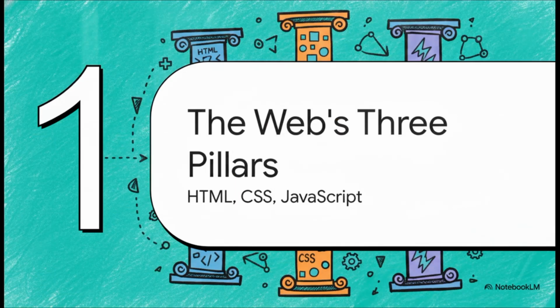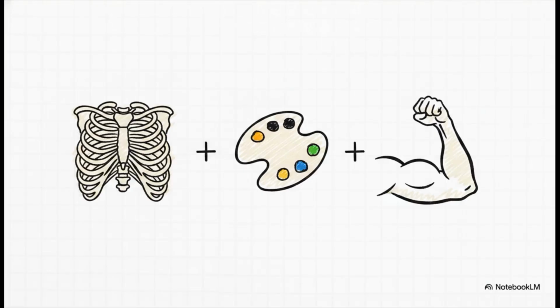All right, let's jump right into section 1, the web's 3 pillars, HTML, CSS, and JavaScript. Okay, let's dive into this. Listen, if there's only one thing you remember from this entire explainer, make it right here. This is our core mantra. HTML provides structure. CSS provides design. JavaScript provides functionality. I really want you to keep this rhythm in your head as we move forward.